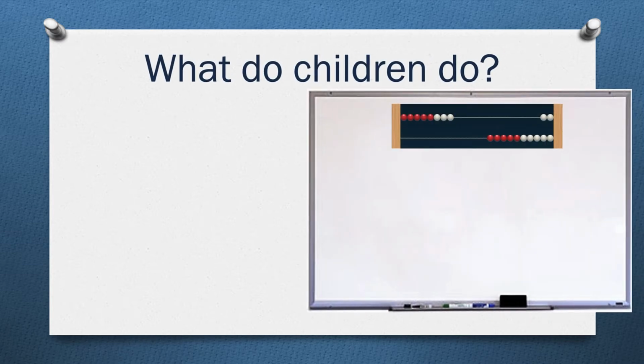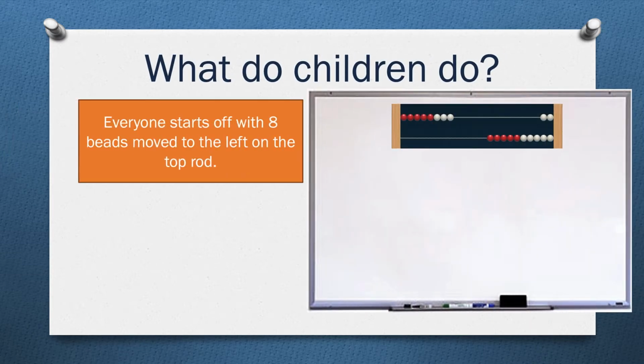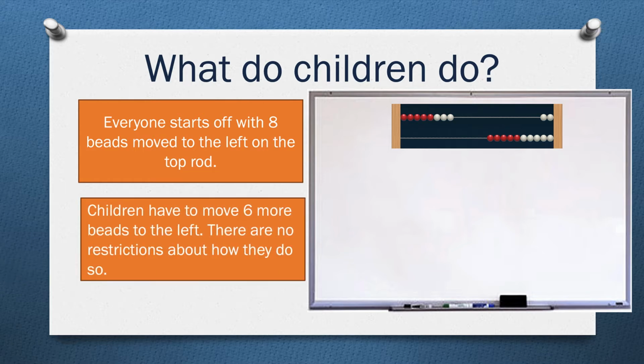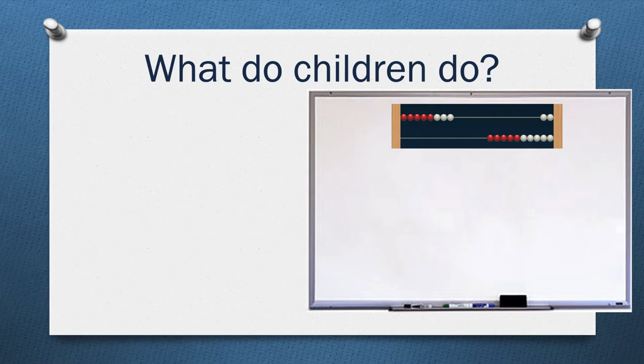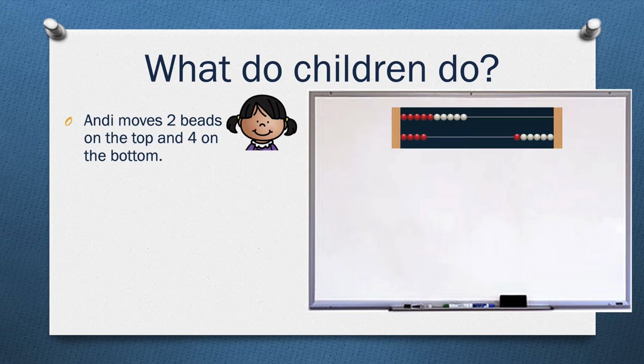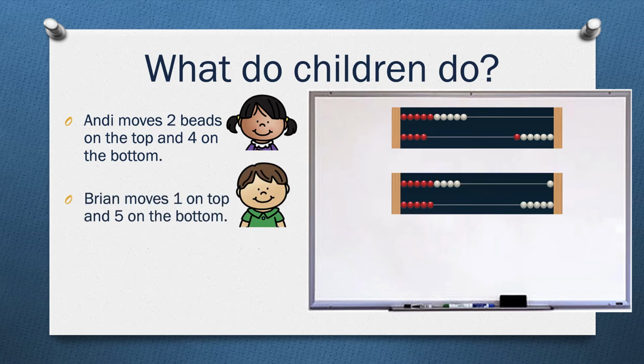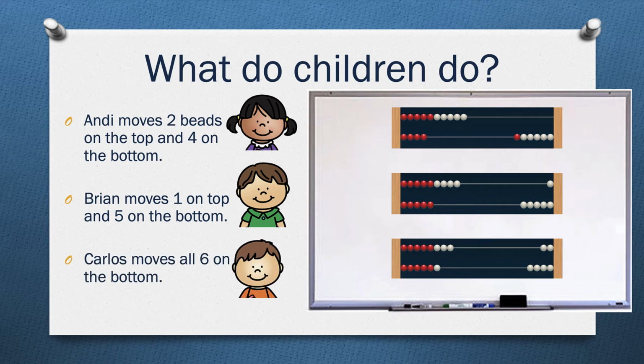Returning to our example, everyone starts with 8 beads moved to the left on the top rod. To show that 6 more people get on the bus, children have to move 6 more beads to the left. There's no restriction about how they do so. They can move the beads on the top rod, on the bottom rod, or some on each. For example, here they could move 2 beads on the top and 4 on the bottom, as Andi did, 1 on the top and 5 on the bottom, as Brian did, or all 6 on the bottom, as Carlos did. Once children have moved the beads on their racks and have been given sufficient time to figure out what they have now, the teacher engages the class in a discussion.